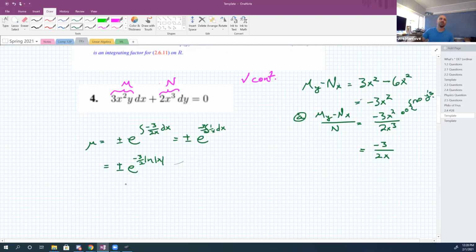All right, so all told out of this, I'm going to get plus or minus the absolute value of x raised to the minus 3 halves power. Everybody good with that?